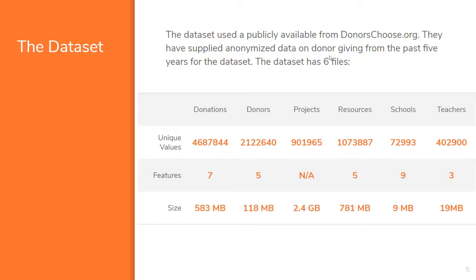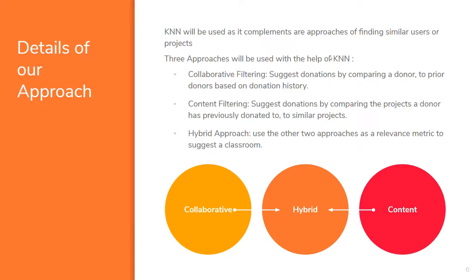The dataset has 6 files and you can see the unique values, the features and the size in the table below. The detail of the approach shows that we will be using k-nearest neighbor as our main algorithm. We will divide our approaches into 3 approaches with the help of k-nearest neighbors.